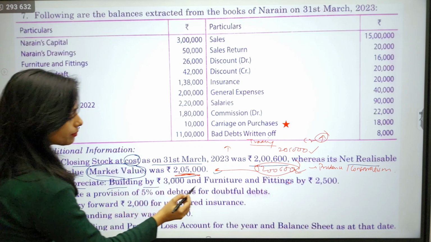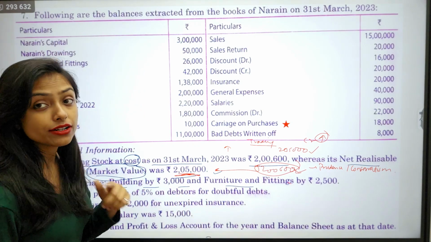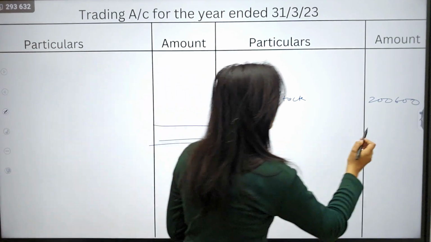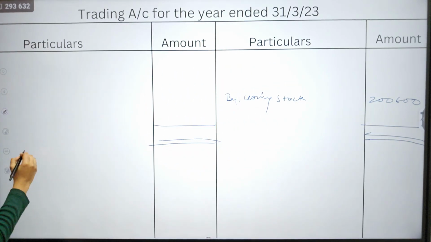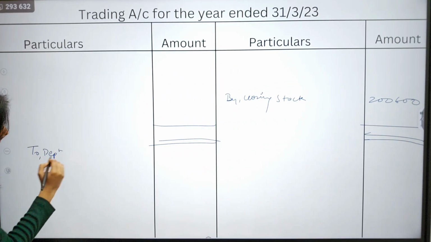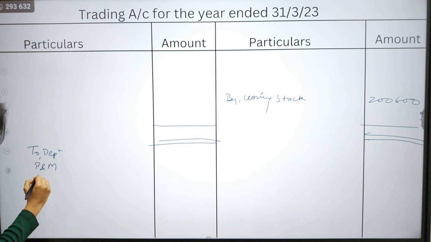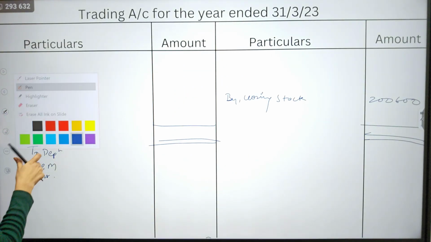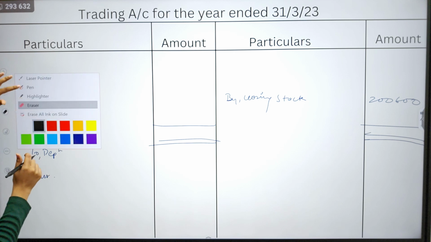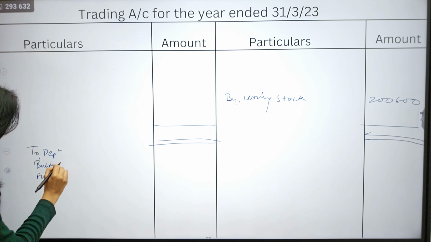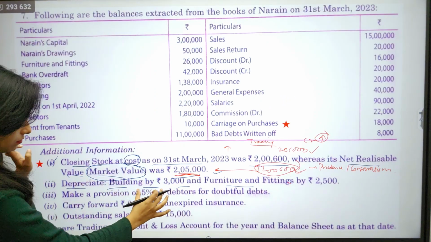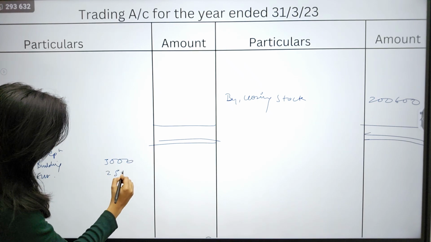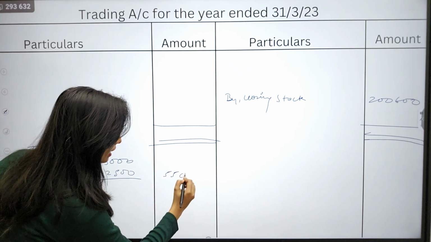Next is depreciate building by 3,000 and furniture and fittings by 2,500. You have to write off depreciation. First place that we write it off in, suppose here my trading account is ending, so I will write it here: to depreciation, building and furniture. Sorry, this is your building, not plant and machinery. How much? This is 3,000 and 2,500. So 3,000 and 2,500, total will be 5,500 rupees.